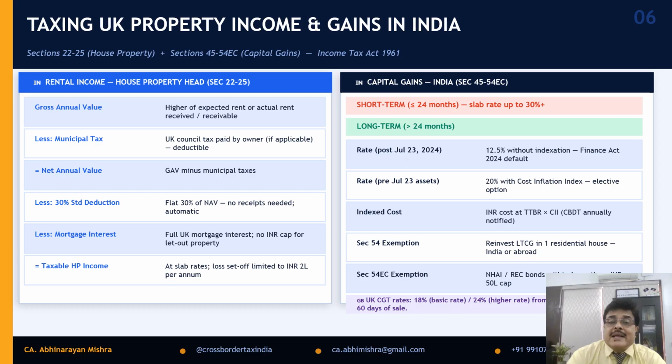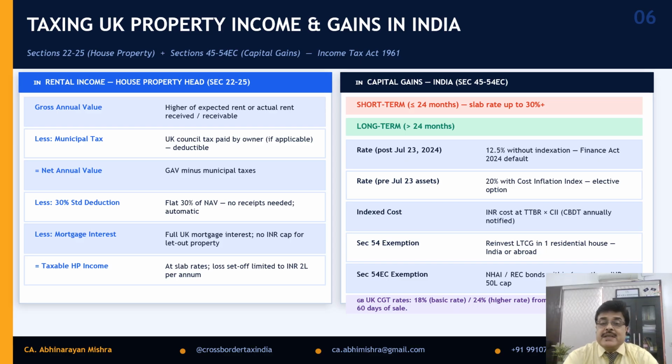Under capital gains, if the property is held for less than 24 months, the slab rate applies, up to 30% plus. But if it is long term, as we assume it will be, the rate will be 12.5% without indexation benefit.